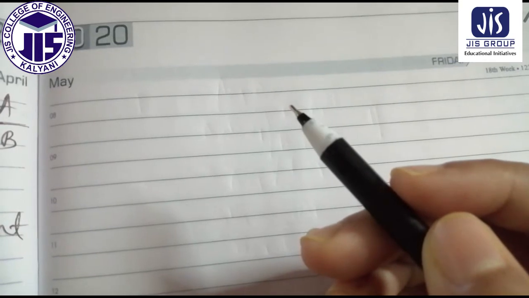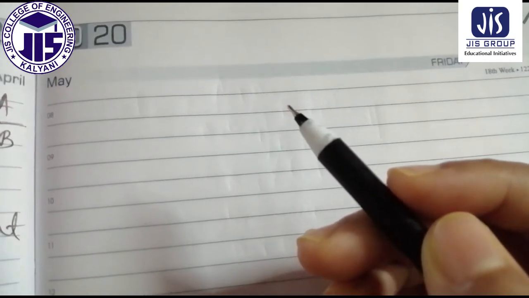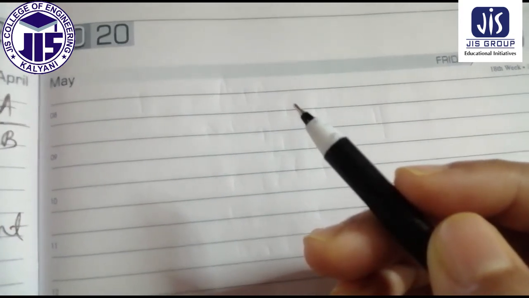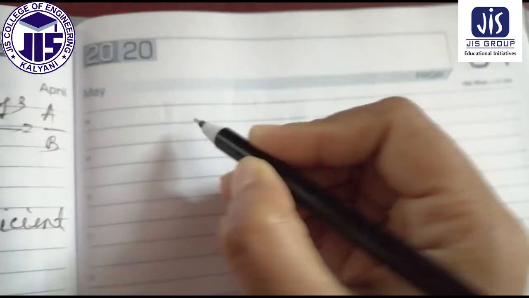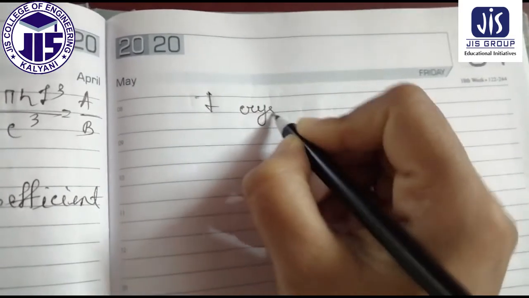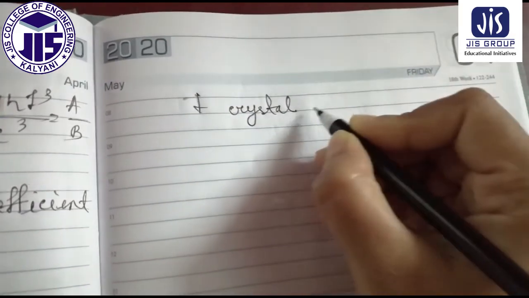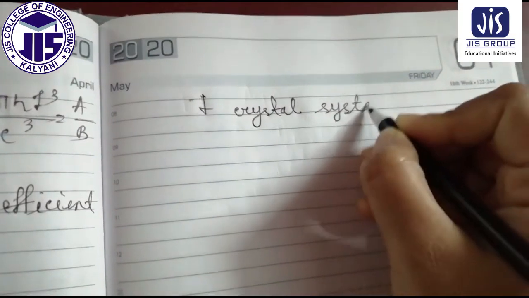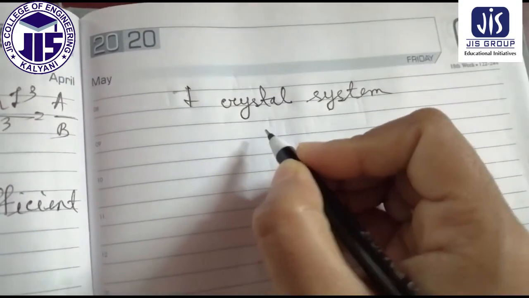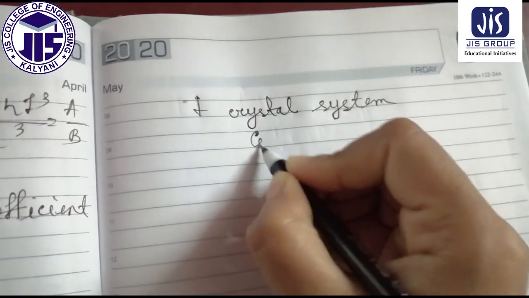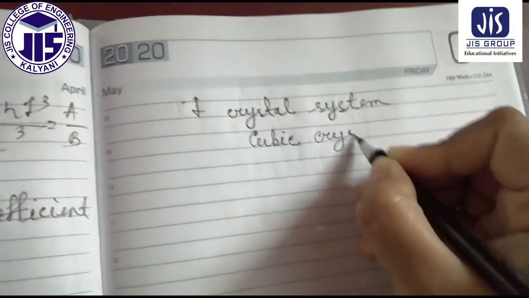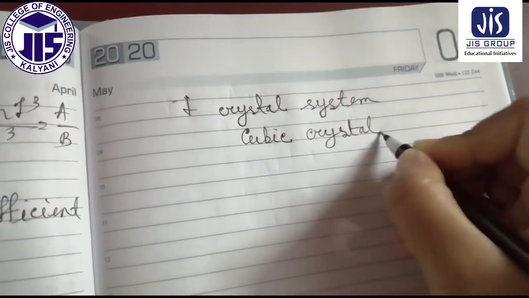Now in the last class, if you can remember, we discussed the Bravais lattice, where we came to know about the 7 crystal systems. Among these 7 crystal systems, we only have to know about the cubic crystal system. Today we are going to discuss the cubic crystal system.